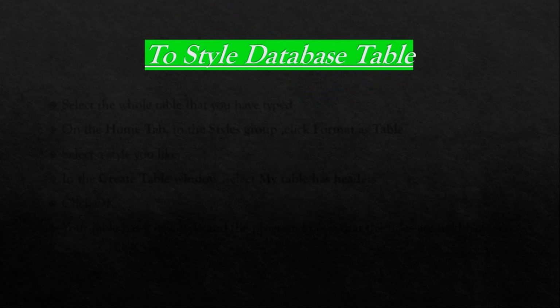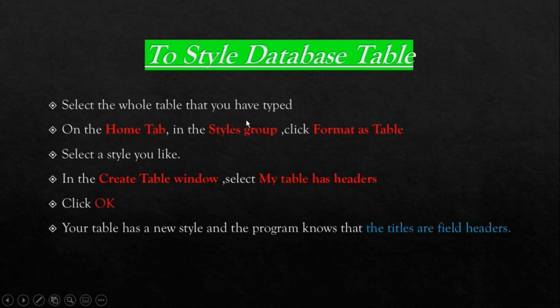To style the database table, select the whole table that you have typed. On the Home tab in the Styles group, click Format as Table. Select a style you like. In the Create Table window, select My Table has headers. Click OK. Your table has a new style, and the program knows that the titles are field headers.